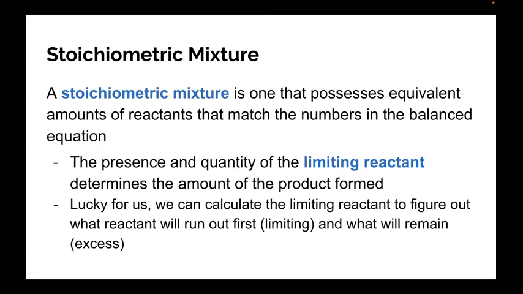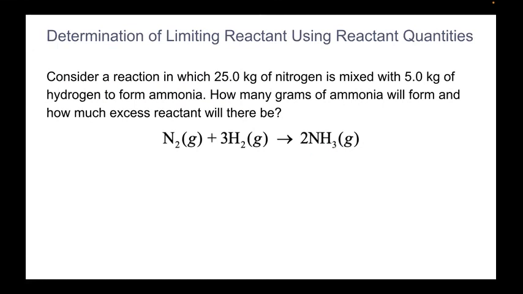So let's talk about it in the context of a practice problem, and then we'll come up with steps to help you achieve and work your way through any and every limiting reactant problem. We're asked here to consider a reaction in which 25 kilograms of nitrogen is mixed with 5 kilograms of hydrogen to form ammonia. It's asking us how many grams of ammonia will form, and it's also asking how much excess reactant there will be.